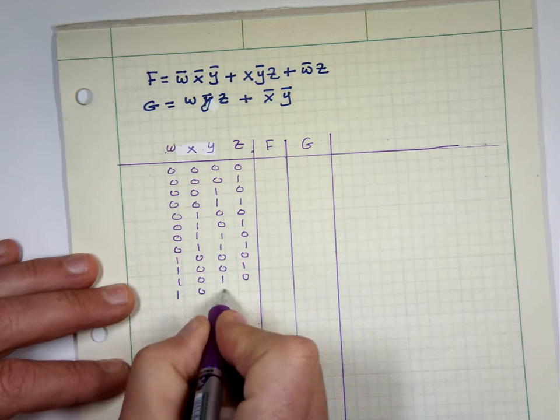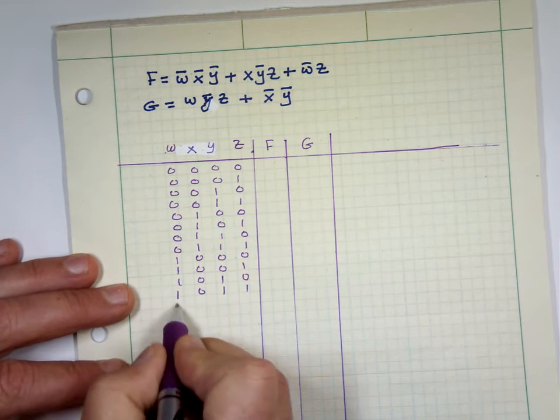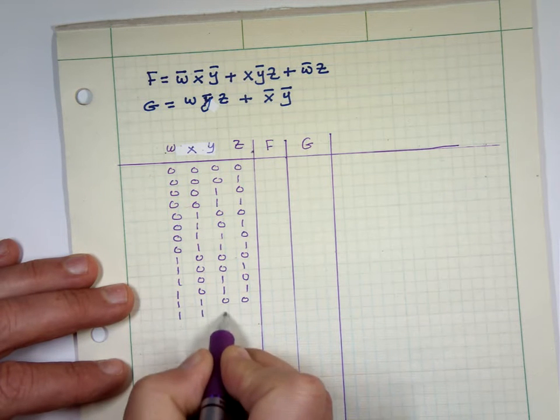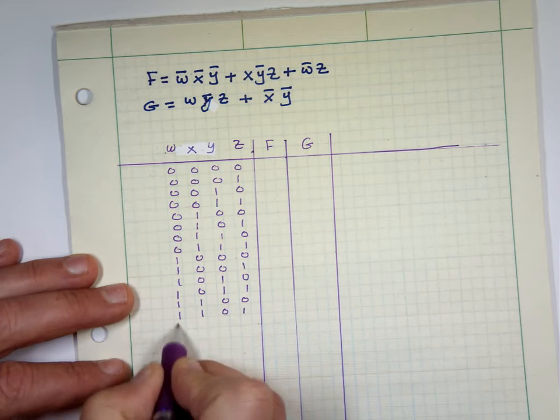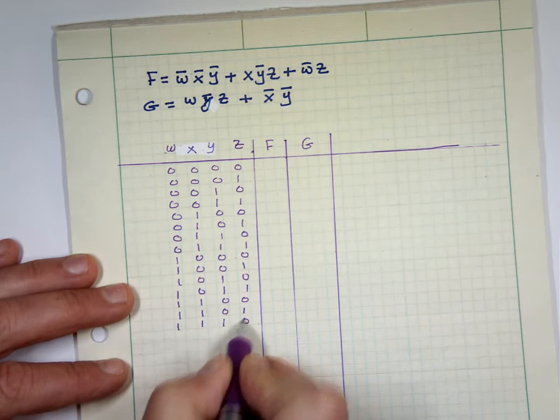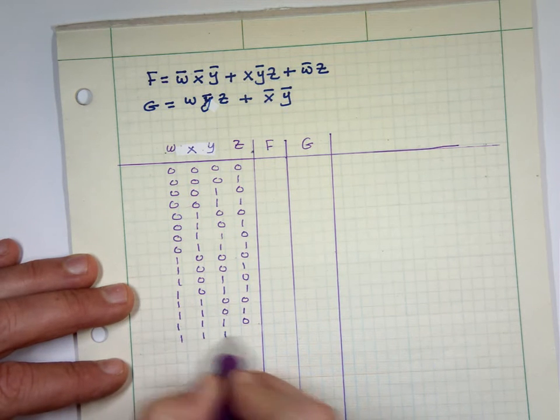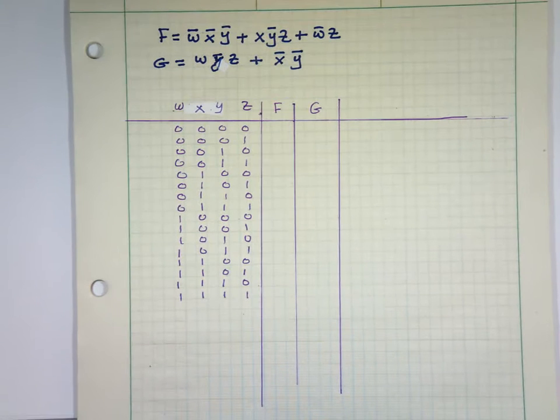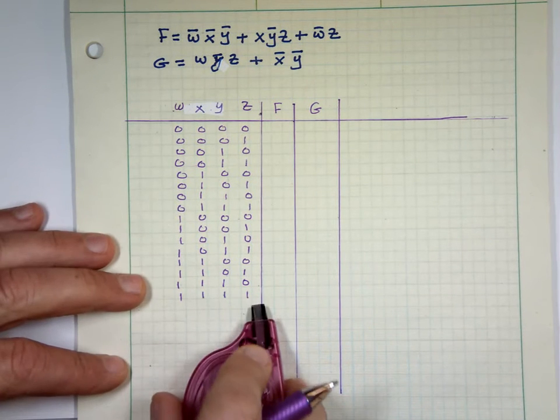1, 0, 1, 1. 1, 1, 0, 0. 1, 1, 0, 1. 1, 1, 1, 0. 1, 1, 1, 1. These are all the combinations. So I guess I made mine too long here. I don't need it to be that long.